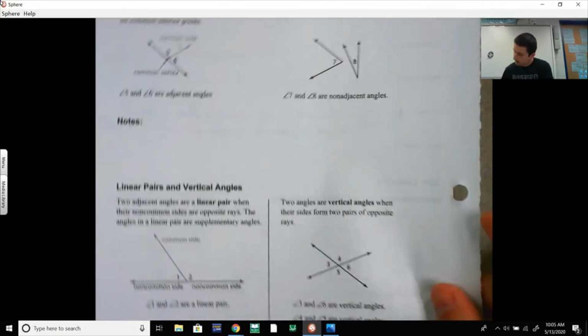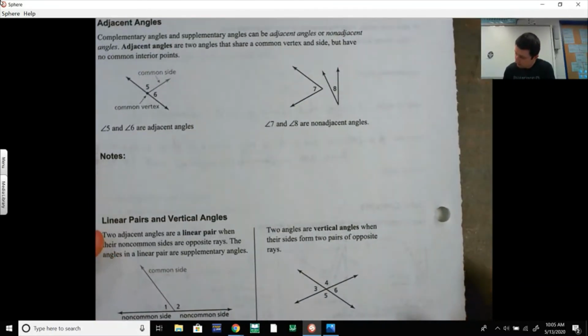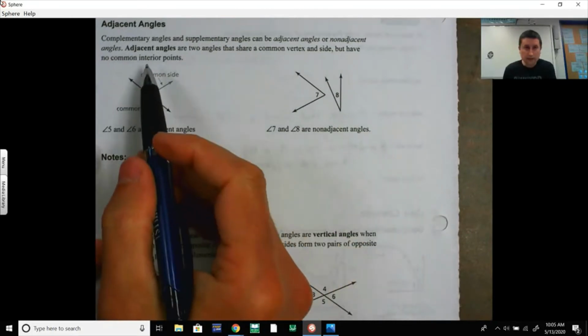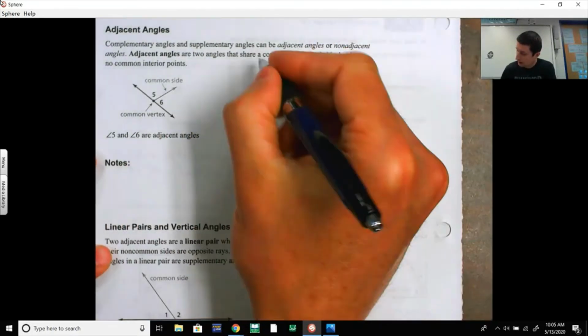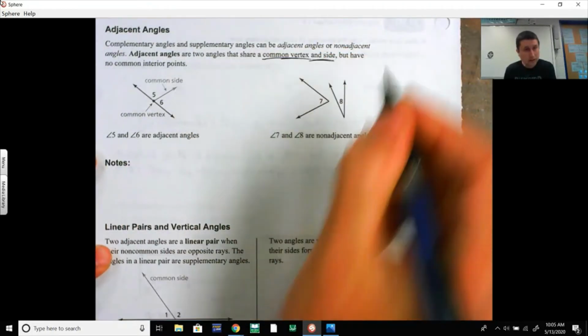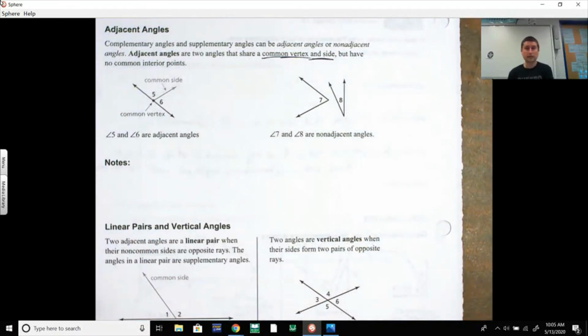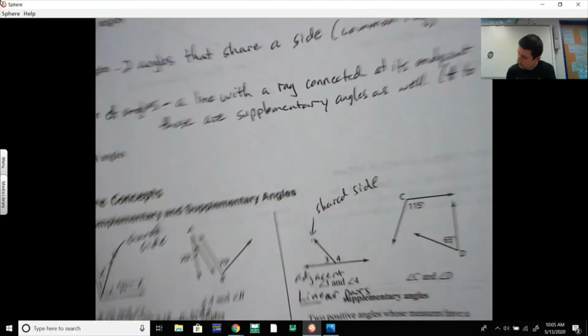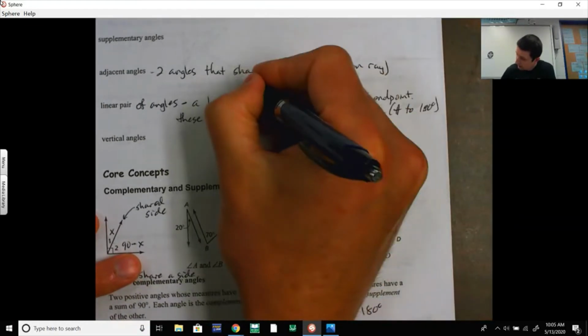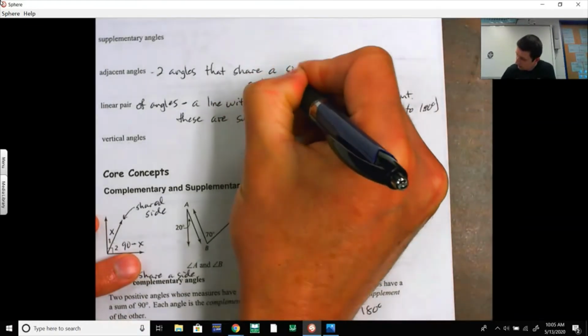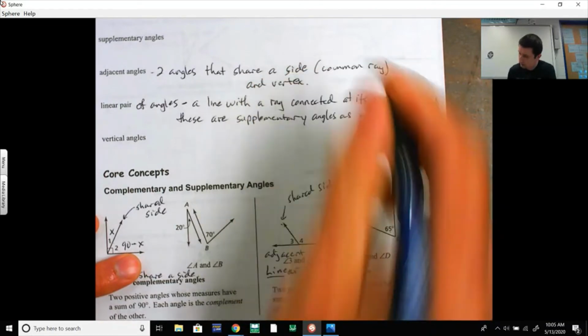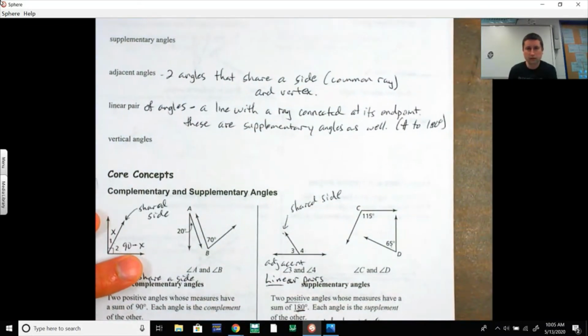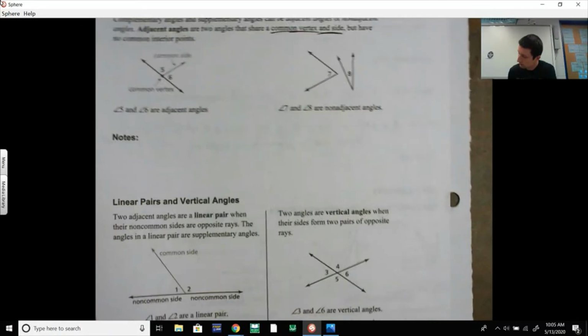Okay, so we already talked about adjacent angles. Adjacent angles are two angles with a common vertex and side. I guess we can add vertex to that as well. Not just a common side, but a common vertex. Well, how can you draw two angles that share a side but not a vertex?